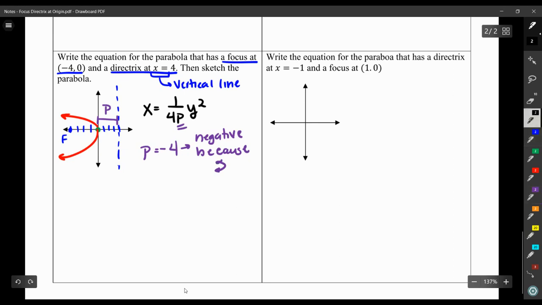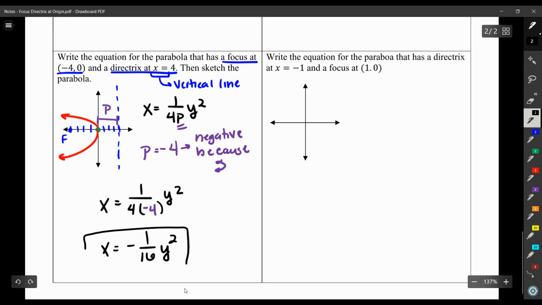And now that we have our value of p, we can substitute it into our equation. So x equals 1 over 4 times the p-value of -4, y squared. So x is equal to -1 over 16 y squared. The focus should be at the point -4, 0. Pause the video and try the example on the right.